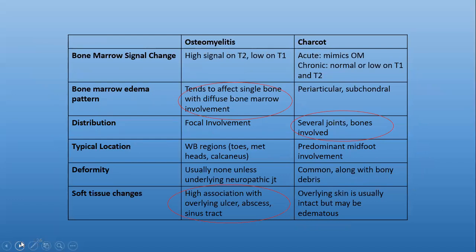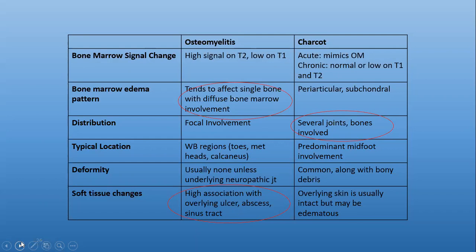So this is a chart that you guys can maybe screenshot or something like that. This is a nice little comparison of osteo versus Charcot. I'm going to give a shout out to my fellow who was on the other line, putting together a lot of this stuff from his residency.